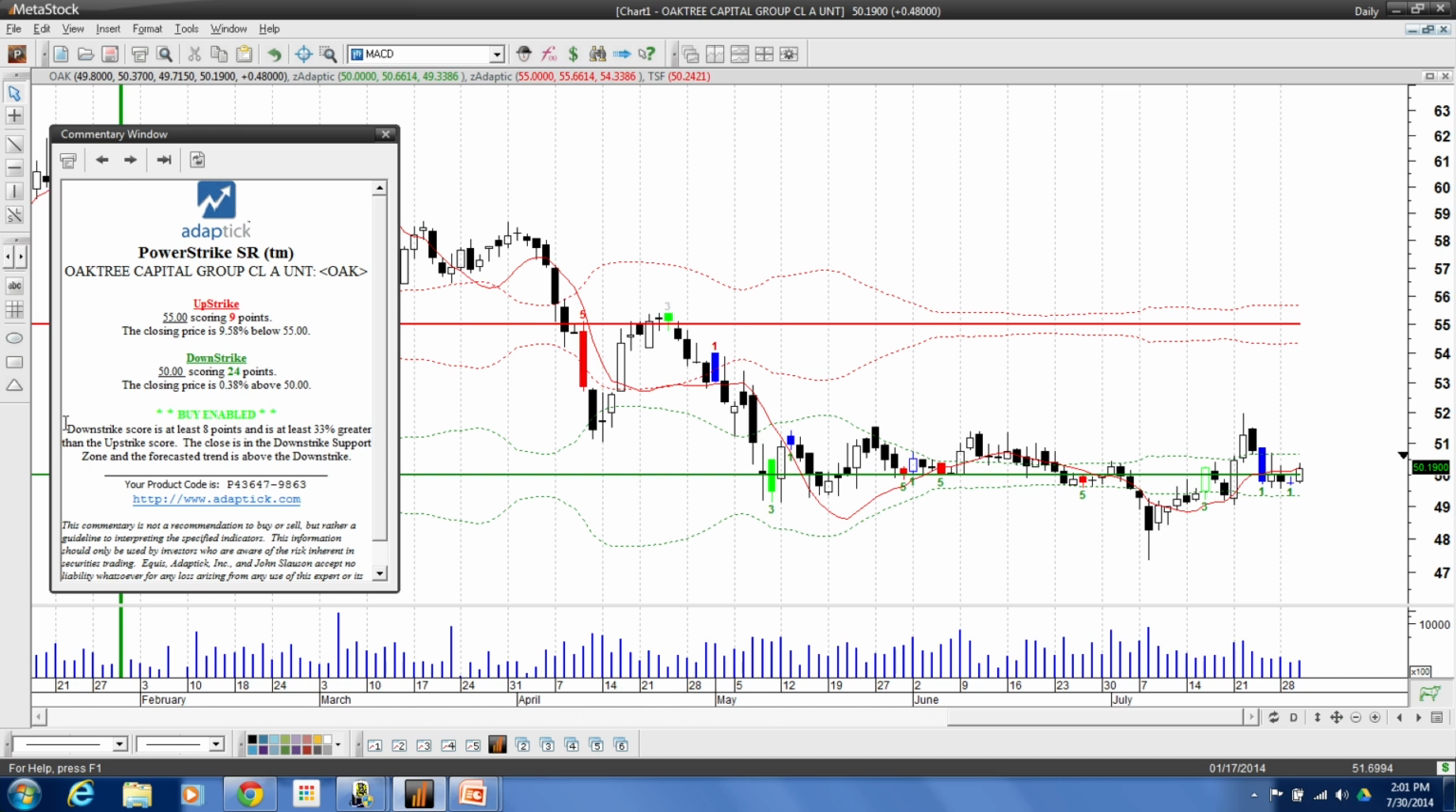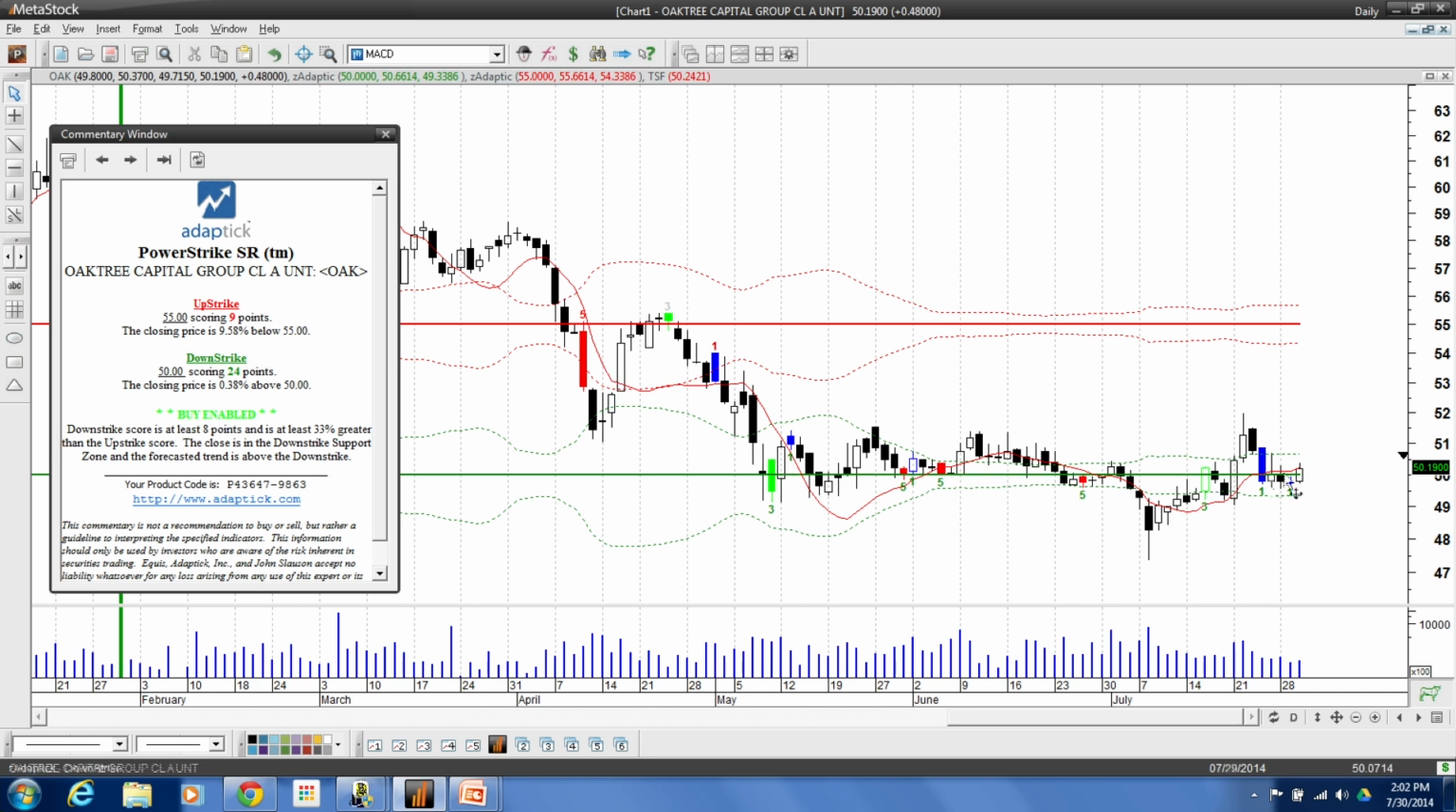Now, you can use PowerStrike however you'd like. You can use it as a trading system, but it was actually designed to be a confirmation system. So if you're using a different strategy, let's say you're using the MACD or the RSI, you can use this as a confirmation. So if we were looking at this chart and we had a MACD buy signal today, we could then apply the PowerStrike and use it as a confirmation. So we're showing that the scoring is pushing it back up above the downstrike, giving us a stronger buy signal.